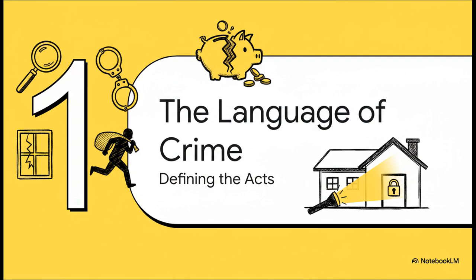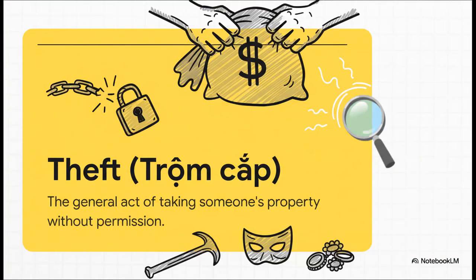We're going to start with the absolute fundamentals, defining some of the most common crimes you probably hear about all the time. First up, we have theft. Now, you should think of theft as the big, broad umbrella term. At its very core, it's just taking something that isn't yours without permission. It's the what of the crime, the simple act of taking property.